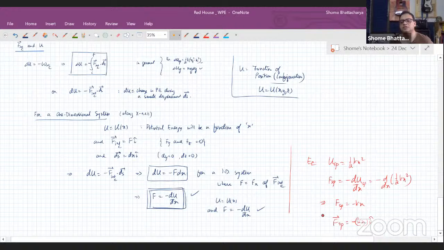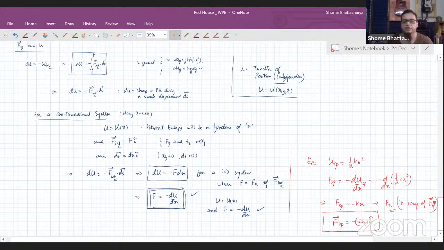When x is positive, the direction of the spring force is along minus x. When x is negative, the direction of the spring force is along positive x. This is not the magnitude of the force here. Here it is the x component of force. So it can have both positive and negative sign.